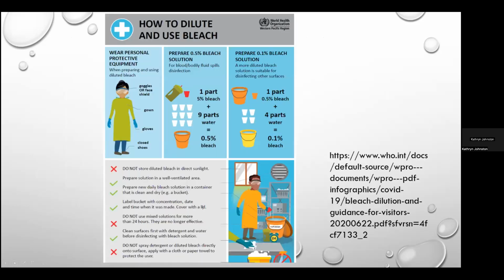And this is a pictorial that was developed by WHO that talks about how to do bleach. So if you're using household bleach, then you prepare your 0.5, which is your 1 in 10, 5 gram available chlorine. So it's 1 part 5% bleach, 9 parts water. That gives you 0.5, and then you can take 1 part of this bleach solution, dilute it with 4 parts of water, and that will give you your 0.1.